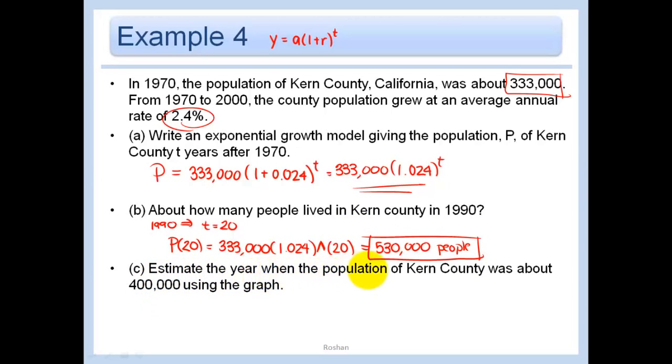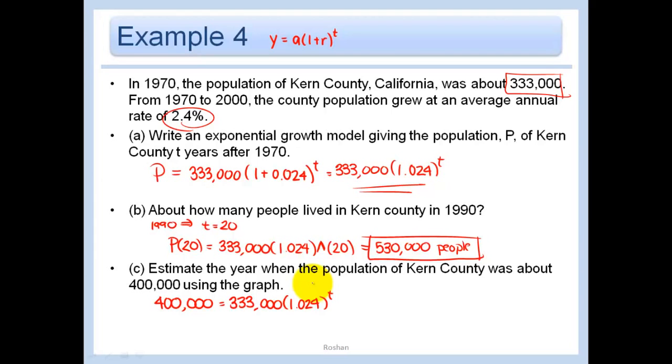Estimate the year when the population of Kern County was about 400,000 using a graph. So basically what we want to say is when does P equal 400,000? What is T? So I put in all my other variables except for t.